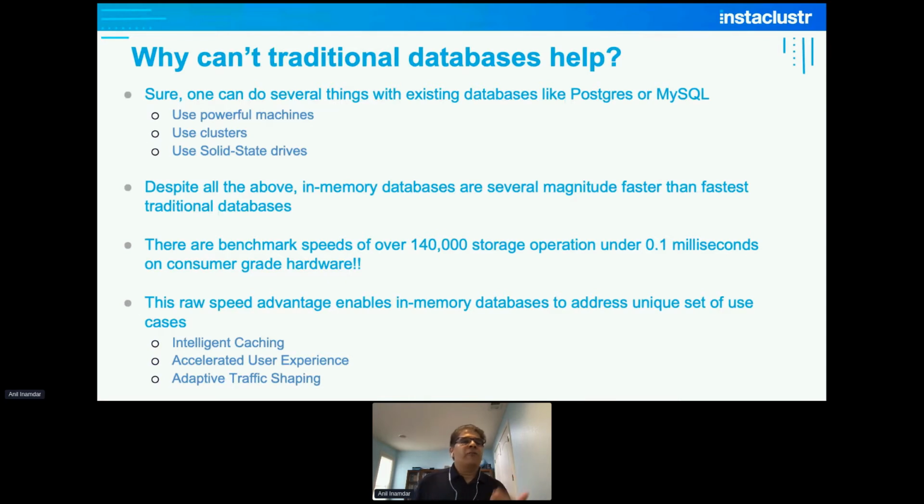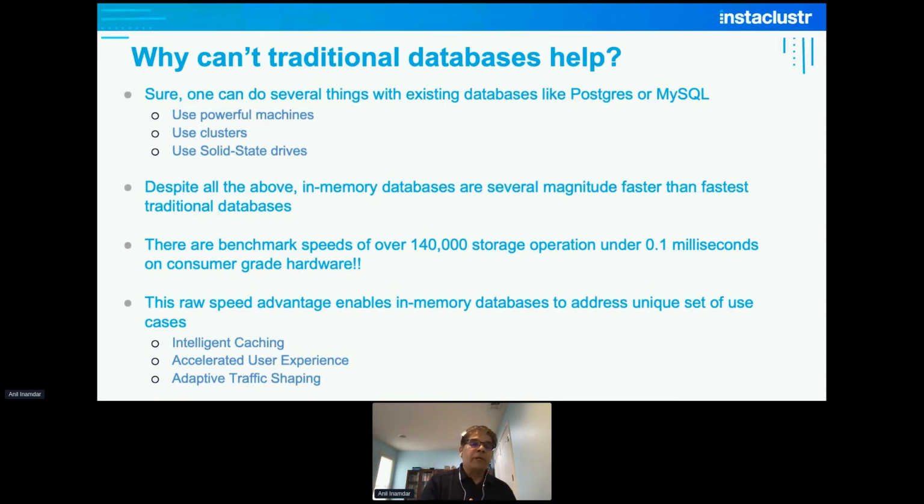We can use powerful machines, we can use clusters, we can use solid state drives. There are several configurations that we can change in the database itself to enhance the performance. But despite all these items that I talked about, in-memory databases are several magnitudes faster than the fastest traditional database. So that's the big difference. Now there are benchmark speeds of over 140,000 storage operations under 0.1 milliseconds on consumer grade hardware. So that is really impressive.